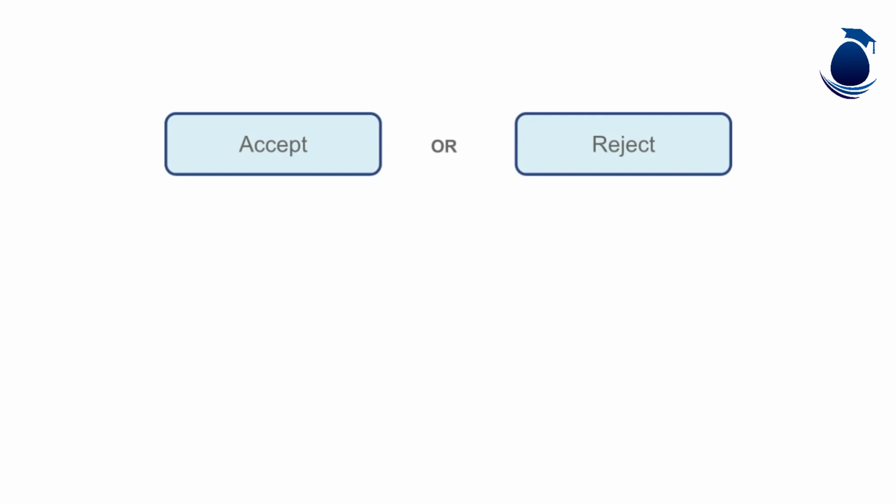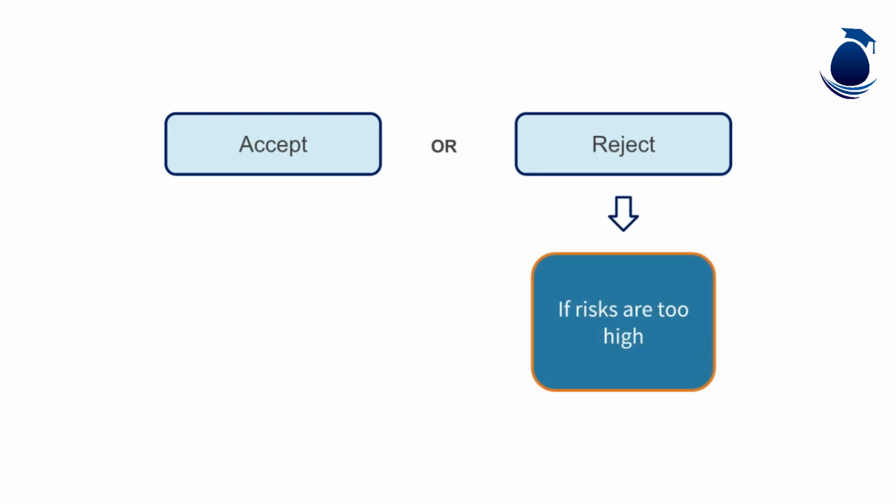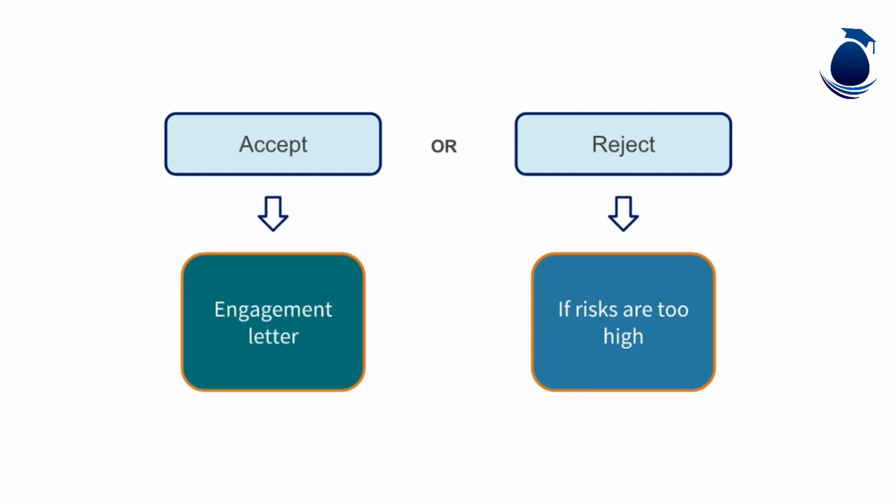Based on all of these issues, a decision is then made as to whether they should accept or reject the client. If the risks are too high being associated with the client, then they should reject. If they accept, the auditors then move on to the next stage of the audit process, the engagement letter.